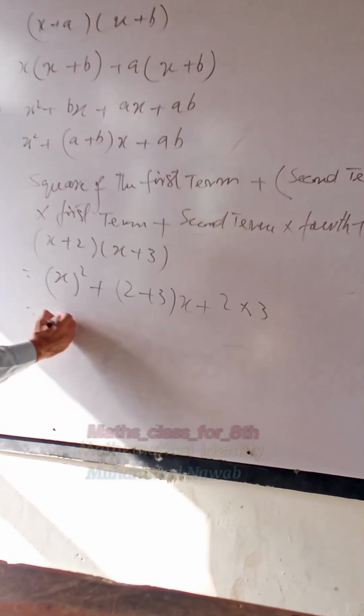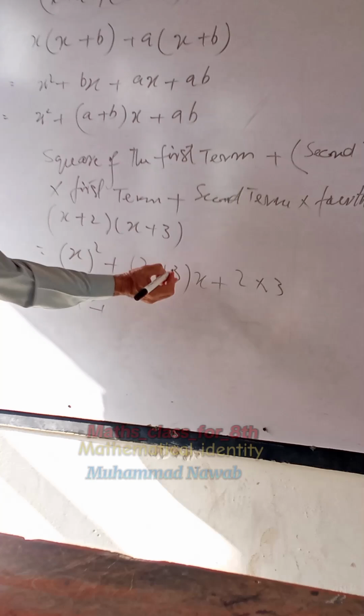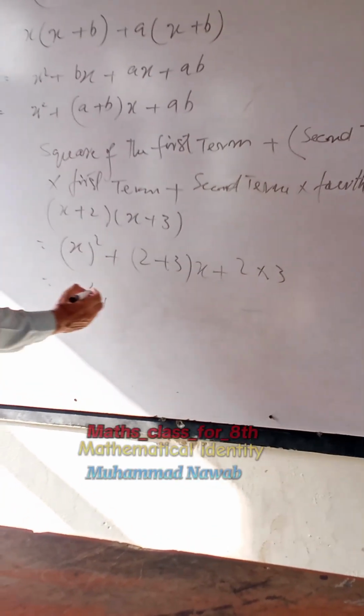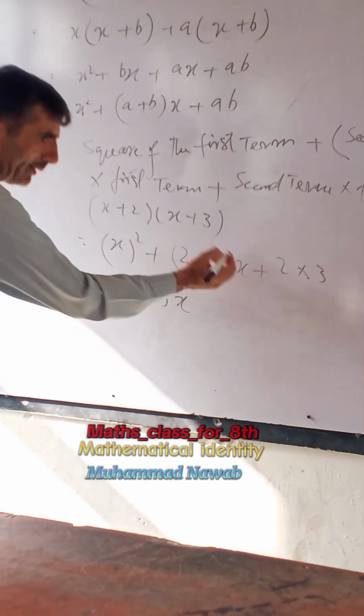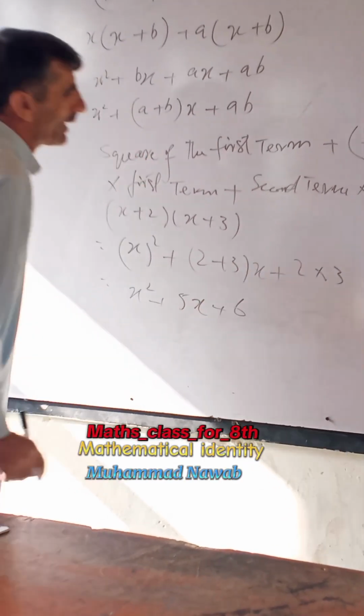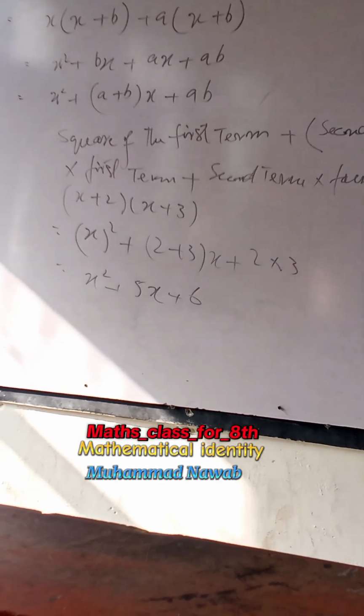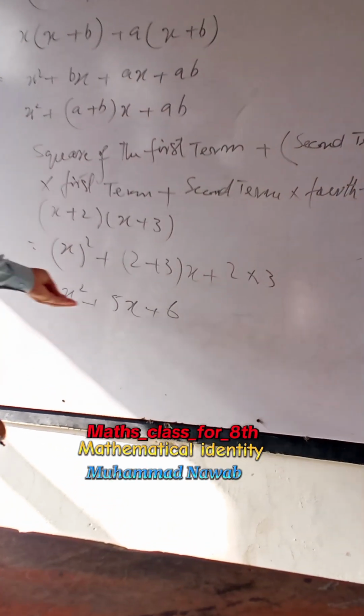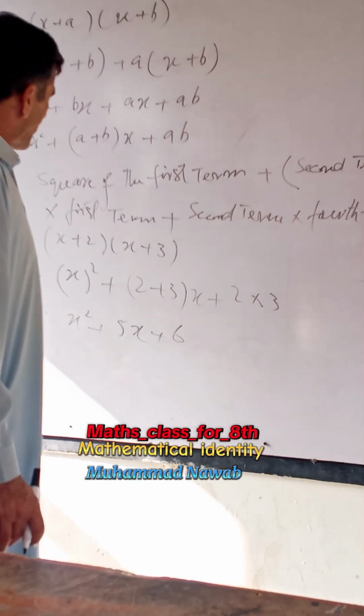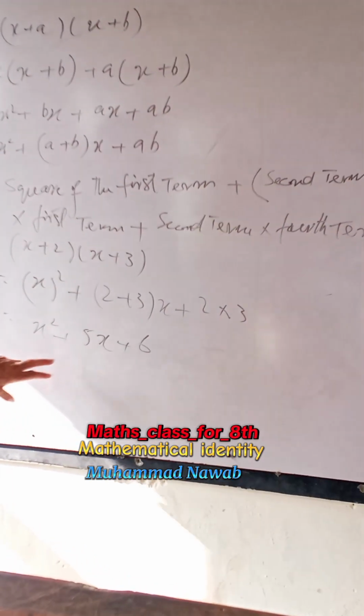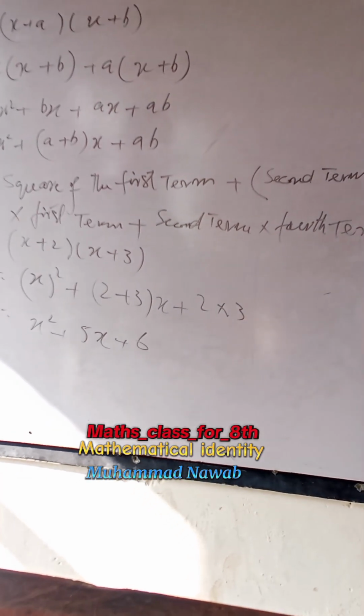So it is equal to x square plus 2 and 3. 2 and 3 is 5, multiplied by x, plus 2 times 3 is 6. So this is the final answer of this mathematical identity: x square plus 5x plus 6.